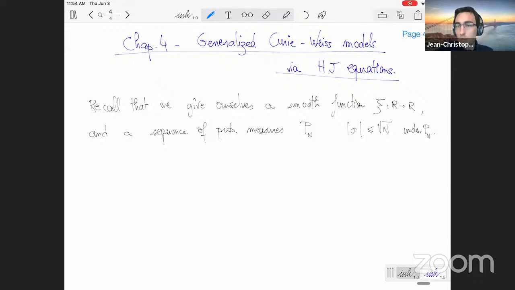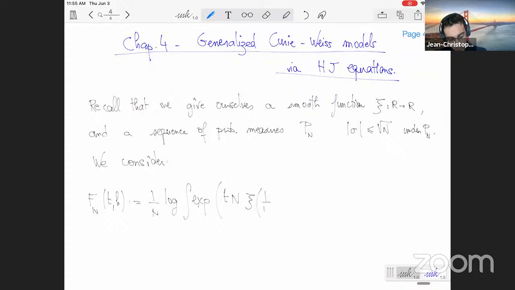So if you want, it's a generalized version of sigma being a vector of plus ones and minus ones. And we consider the free energy, which is of the following form. Fn of t and h is 1 over n log of the integral of exponential of tn psi of 1 over n sum of sigma_i, plus h times the sum of sigma_i, dPn of sigma.